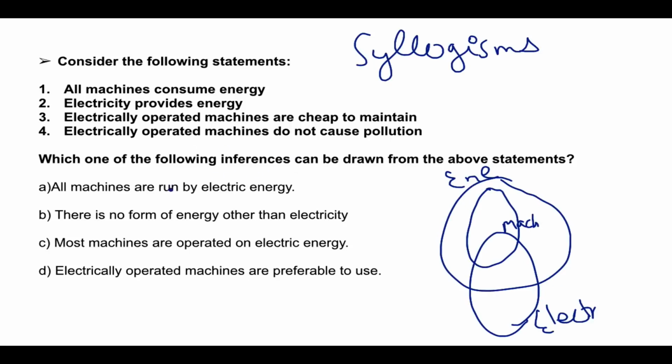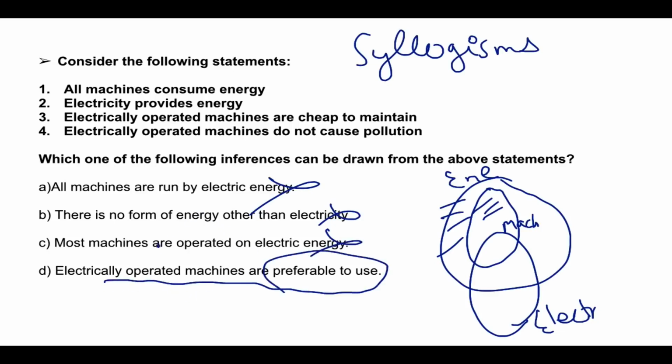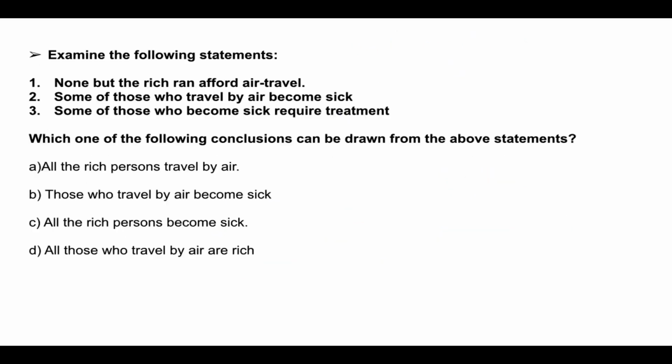Just see here, all machines are run by electric energy. No, this portion is not run by electric energy, so this is wrong. There is no form of energy other than electricity. Obviously this is also wrong, because this is energy. This portion is that most machines are operated on electric energy. No. Electrically operated machines are preferable to use because of points 3 and 4, as they are cheap and do not cause pollution. So the answer is D.